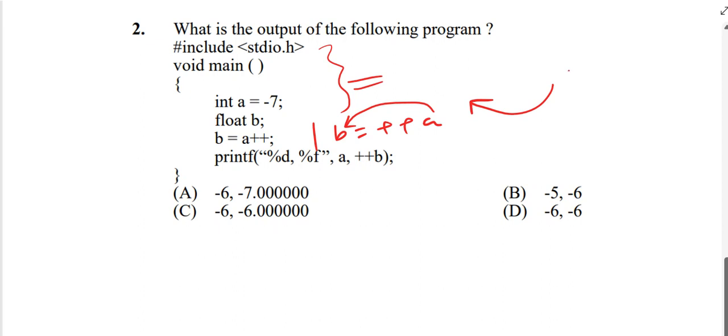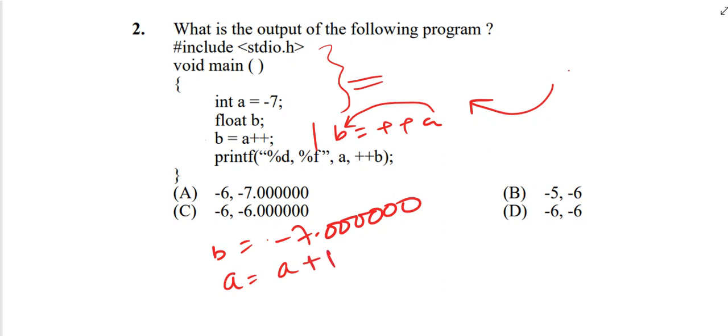Okay, that means b equals, what is the value of a? Minus 7. So with type conversion from integer to float, the value of b will be first assigned the value of a. So what is the value? Minus 7.000. And after this, what is the value of a? The value of a will be a equals a plus 1.